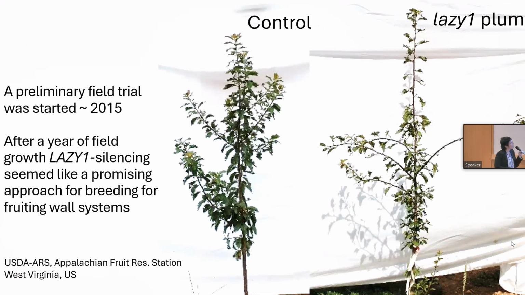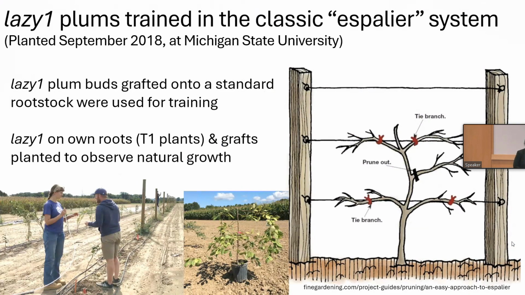Maybe we could engineer plums or other fruit tree species to not even need trellis, or be very easy to train in trellis with this right angle phenotype. So then I moved to Michigan State University, started my lab, and one of the first things I did was I worked with a horticulturist there that specializes in training sweet cherry, and we put in a planting where we trained LAZY trees in this espalier method to see, is it going to be much easier?